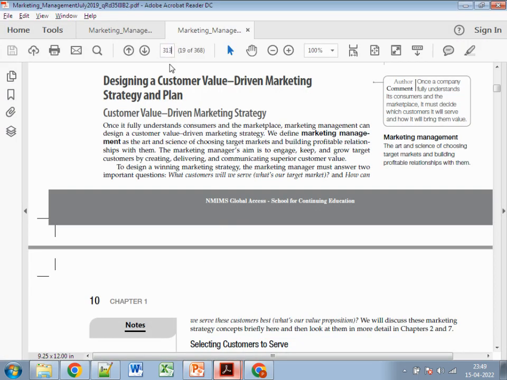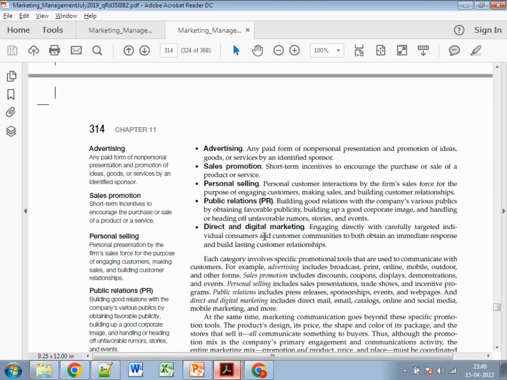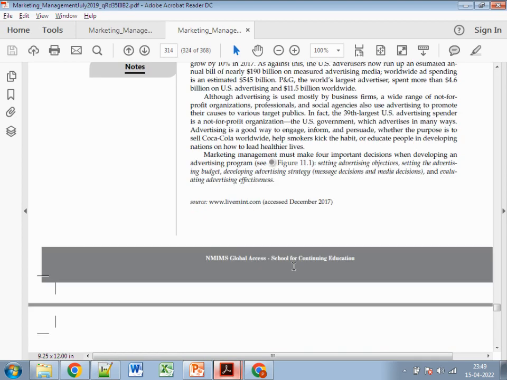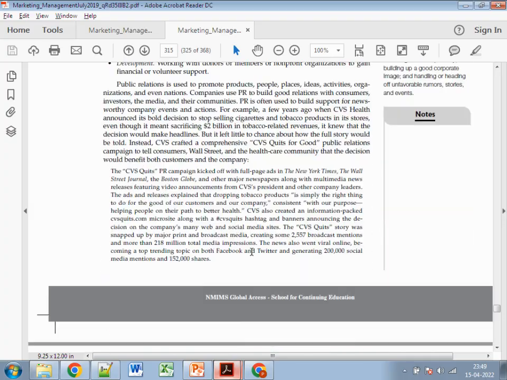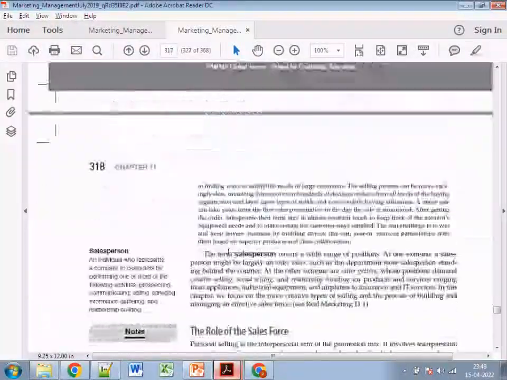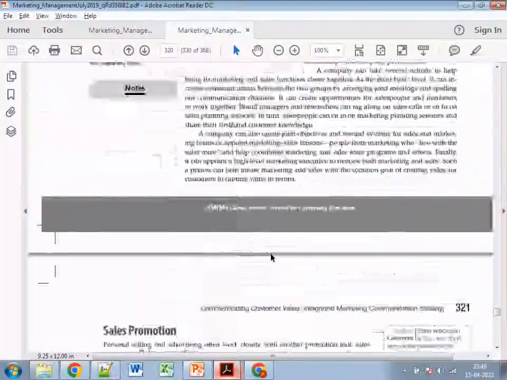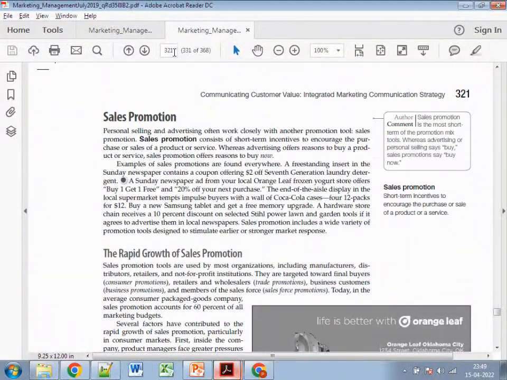So going to page number 313. If you are going for communication strategies, you should follow some promotion mix. In promotion mix, it mostly covers advertising, sales promotion, personal selling, PR, and digital and direct marketing. Again, it's explained over there: public relations, advertising, personal selling, and finally the role of sales. This is already not required much. And after that, going to page number 333.